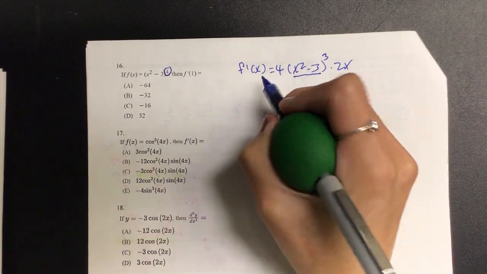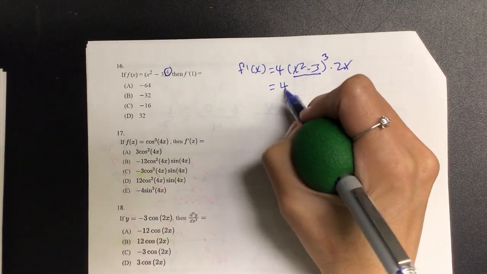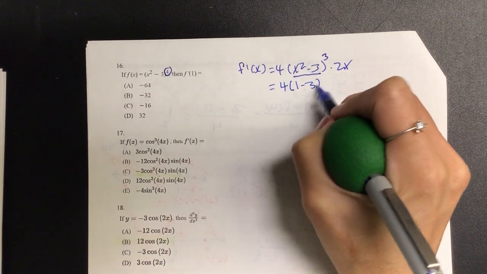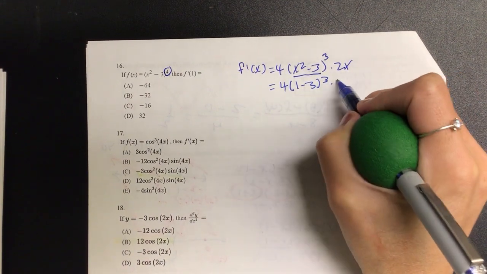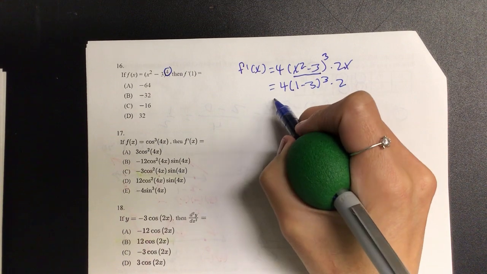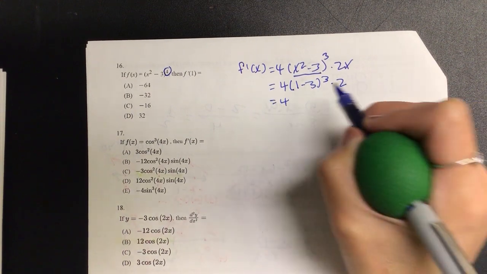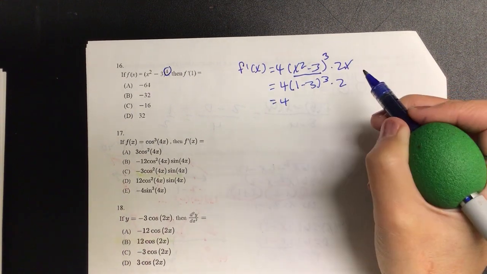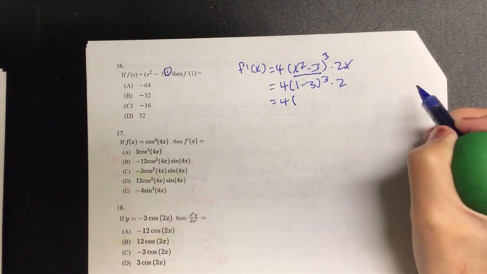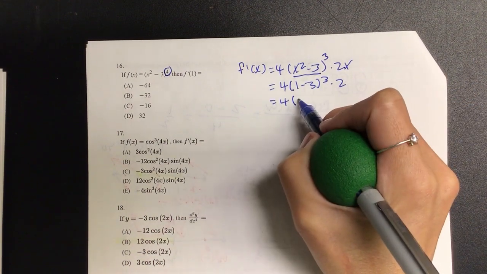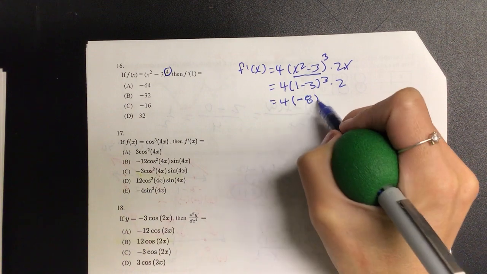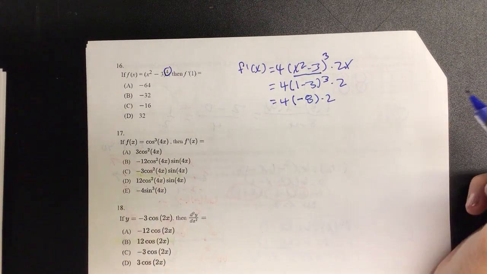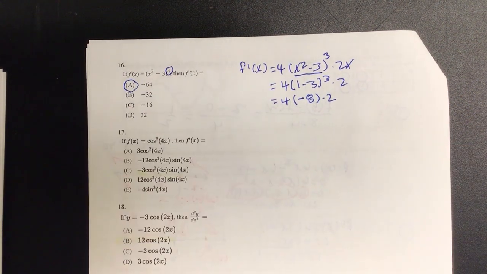2x. And then we plug in the 1. So 4, 1 squared is still 1, and then 2 times 1 is still 2. So that's going to give us 4. And what is negative 2 all to the power of 3? Negative 8 times 2. And that'll give us negative 64.